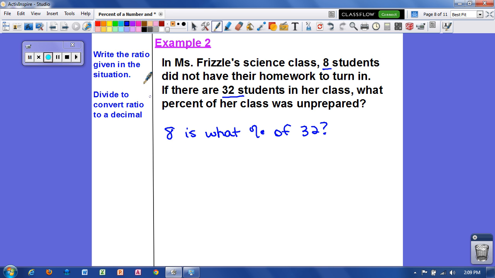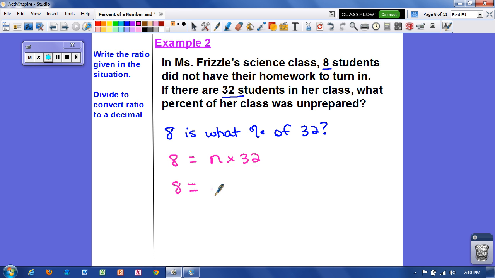All right. So 8 is means equals. What is whatever variable we're going to use. Again, I'm going to use the letter N. Of means we're going to multiply. And then I just need to write the 32. So 8 equals something times 32.